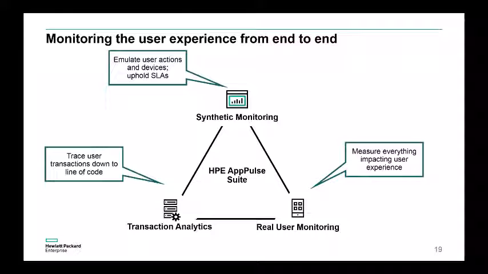And finally, we trace the user experience from the front end to the back end with HPE apppulse Trace. And this is transaction analytics that allows DevOps teams to drill down into web and mobile user transactions, isolate the problems, diagnose issues, correlate user actions to the line of code, exception, and log file.